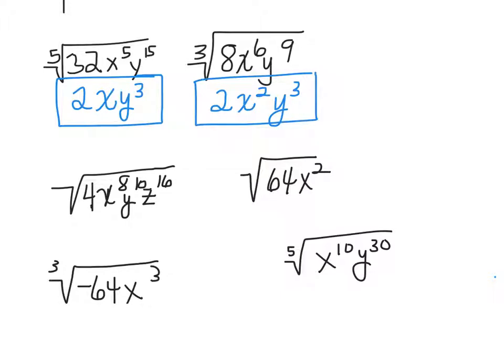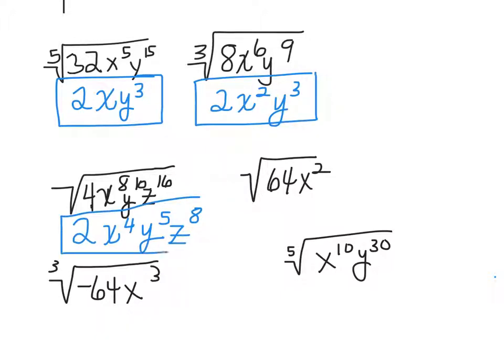Alright, let's take a look at the next one. I have the square root. Remember, if there's no index, we assume it's a square root. So I have 4. The square root of 4 I know is 2. And I have x to the 8th, y to the 10th, z to the 16th. So all I have to do is divide each of those by 2. So x to the 8th, 8 divided by 2 is 4, so that becomes x to the 4th. Y to the 10th divided by 2 is 5, so y to the 5th. And z to the 16th divided by 2 is 8, so z to the 8th.